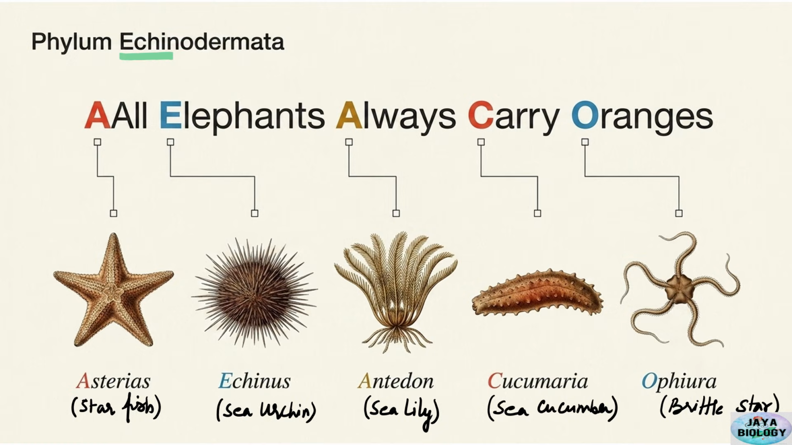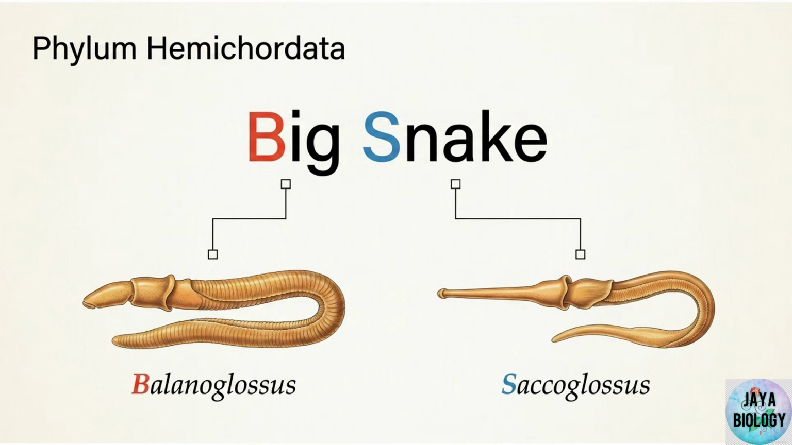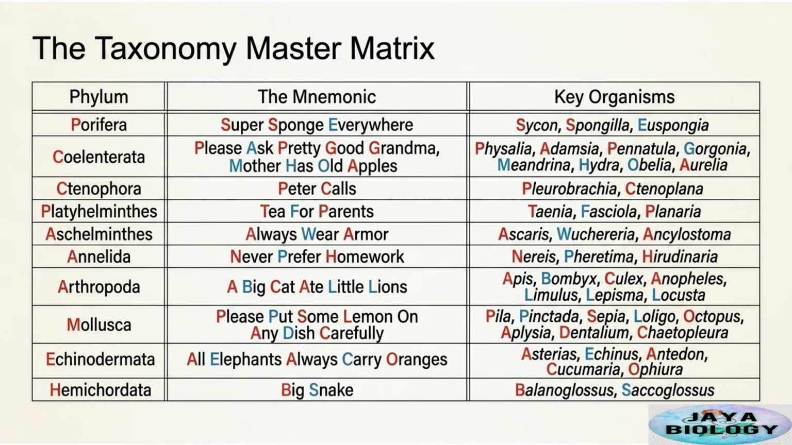Then phylum Echinodermata. All elephants always carry orange. Asterias, starfish, Echinus, sea urchin, Antedon, sea lily, Cucumaria, sea cucumber, and Ophiura, brittle star. Hemichordata, big snake: Balanoglossus and Saccoglossus. Final learning tips, again revision.